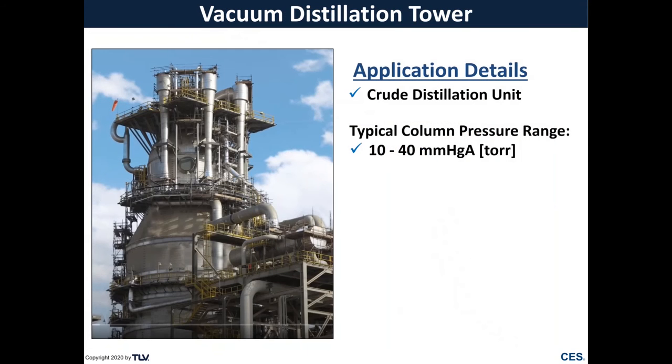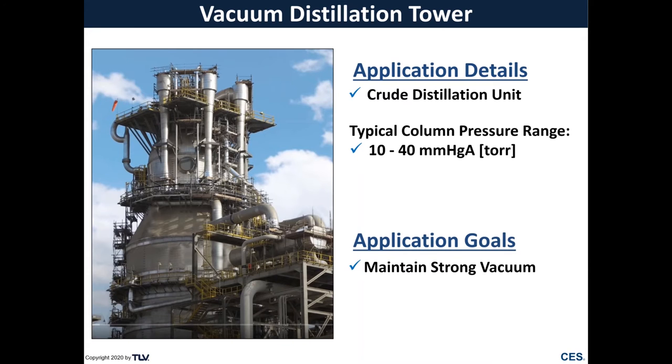Vacuum towers are typically located in the crude distillation or pipe stills unit of a refinery. For best operation, the tower pressure is usually kept within a strong vacuum pressure range of 10 to 40 millimeters mercury absolute. The goals of this application are to maintain strong vacuum on the tower and optimize the cut point.